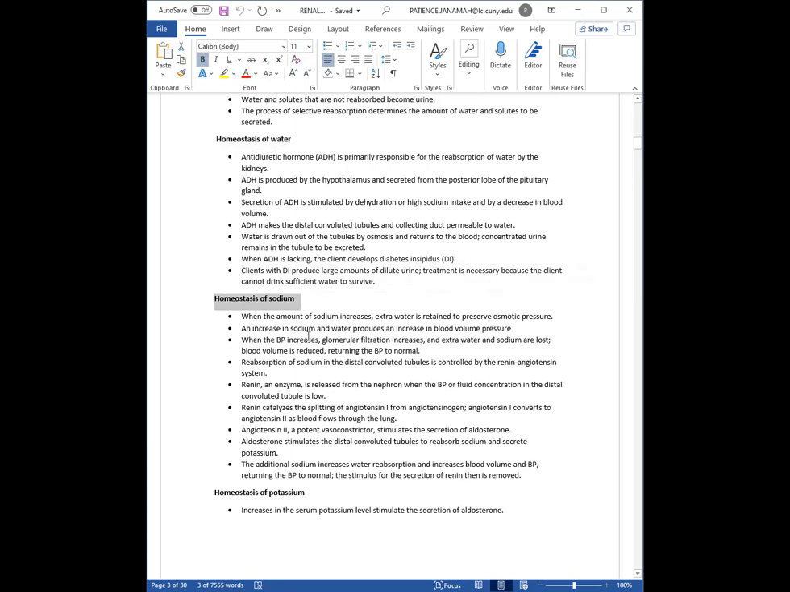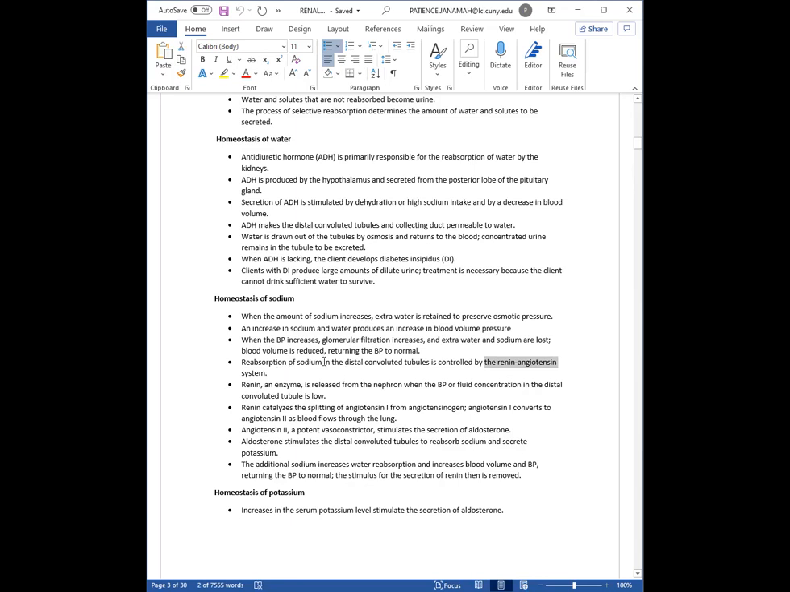Now, sodium. When the amount of sodium increases, extra water is retained to preserve osmotic pressure. And an increase in sodium and water produces an increase in blood volume and pressure. So we know that sodium will cause water retention, which will further increase your blood pressure. So this will again call for the enzyme renin to help in regulating your blood pressure.